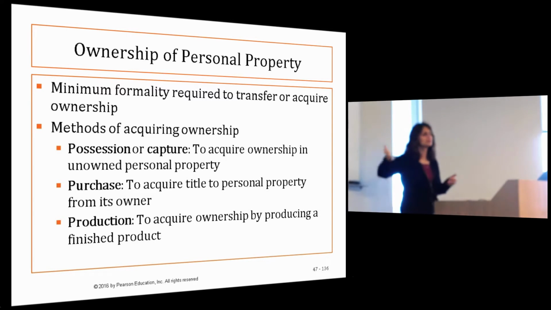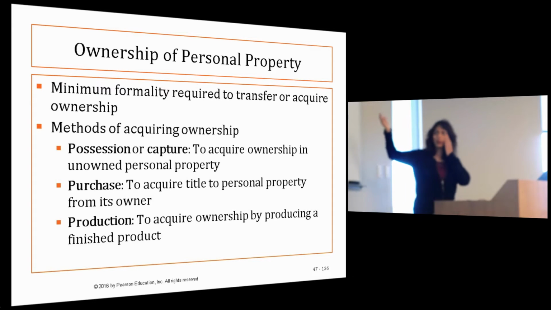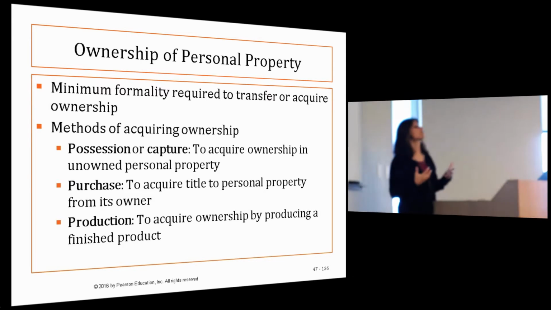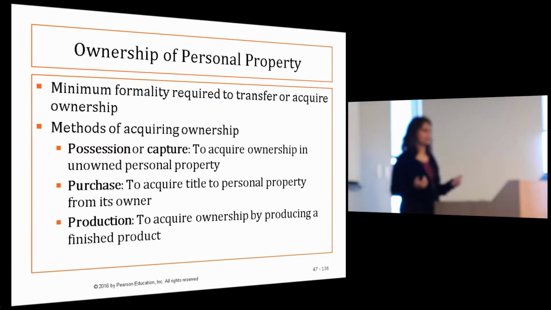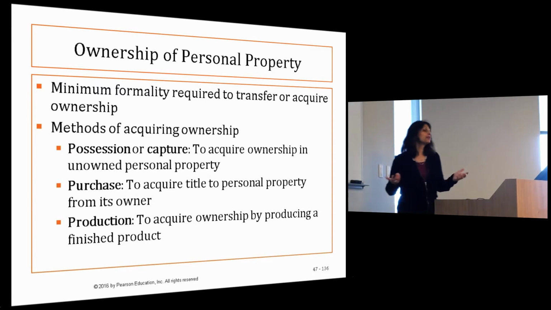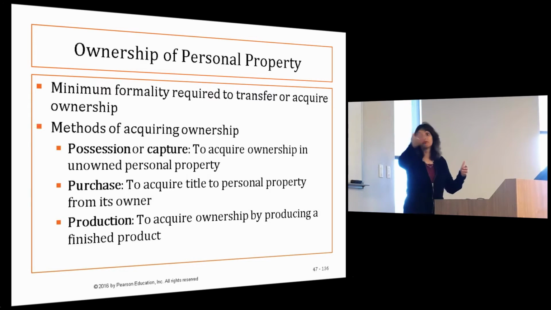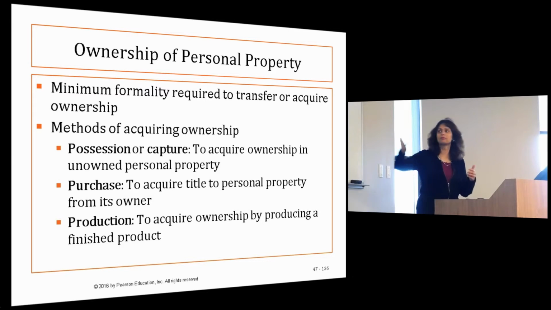Well, we go through a list of rather obvious ways. You can get it by, I love this, possession or capture. It almost feels like the wild, wild west. What we really mean is acquiring ownership in unowned personal property. For example, if you get a hunting license and hunt an animal legally on land, or you go fishing. That's a way of legally acquiring ownership of personal property that was unowned. So capture, possession is one way.